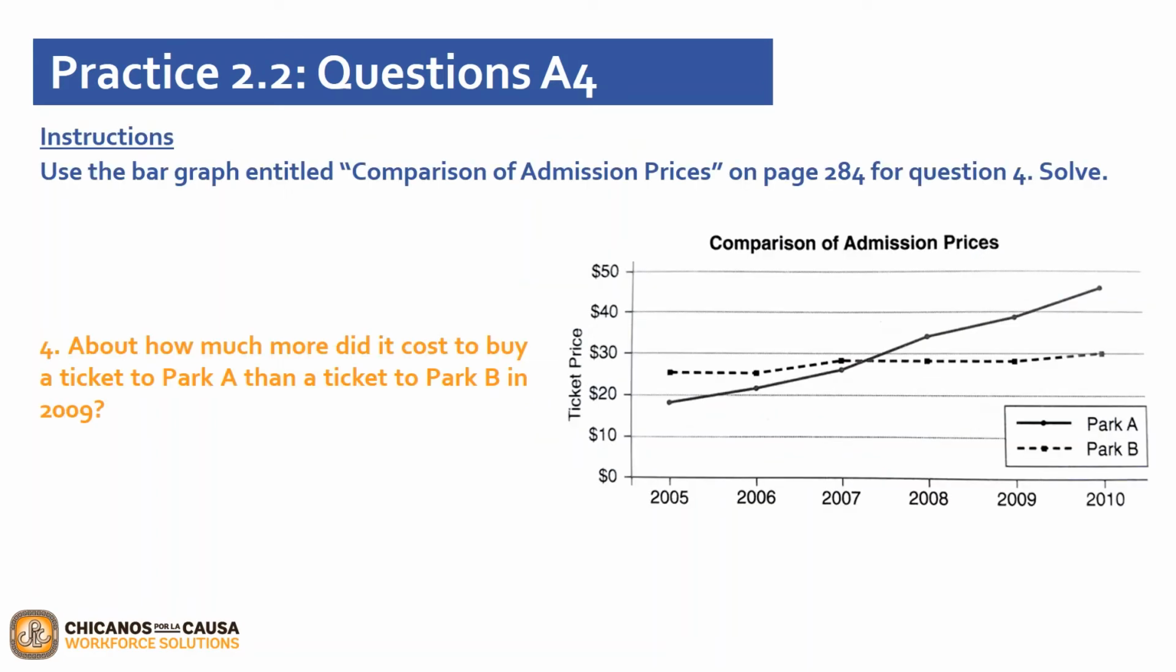Use the bar graph entitled Comparison of Admission Prices, found on page 284. Go ahead and solve for question 4 on your own. When you're ready to review it as a group, go ahead and click play.